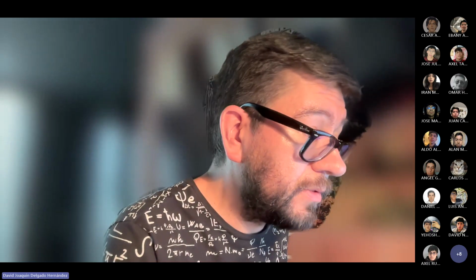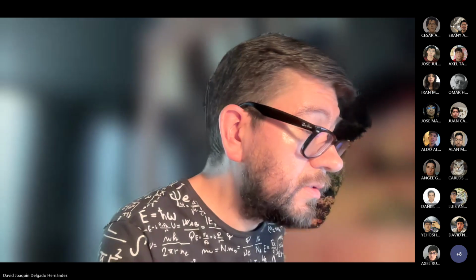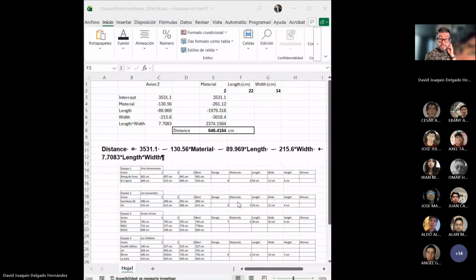So I will show you the Excel file. So here we are. Okay. So please try the 5 airplanes, but now with this model, and see how good this prediction of the distance is. And please write the distance for each airplane in the chat for the teams. In the teams, you have to put the distance predicted with this new model.